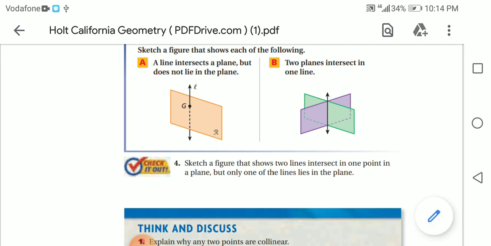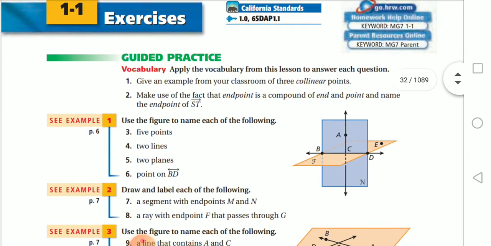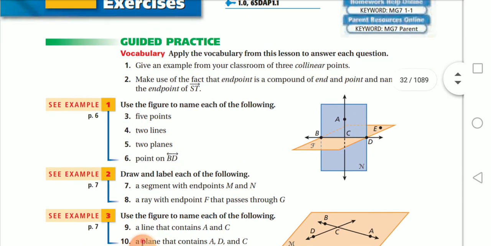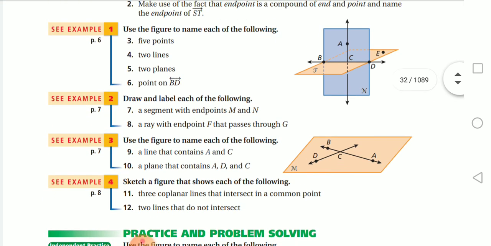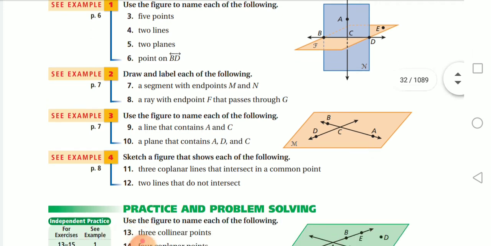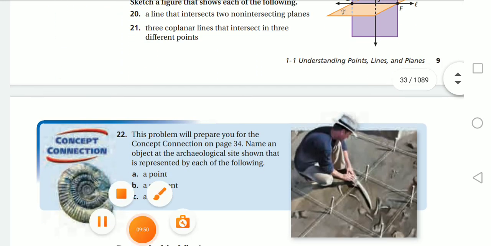Then I have here some exercises, and we have to solve some exercises first, and after that we go to the next lesson.